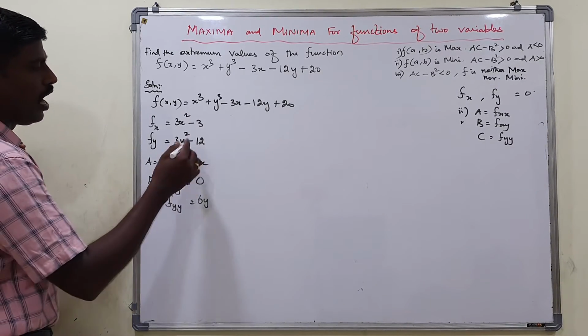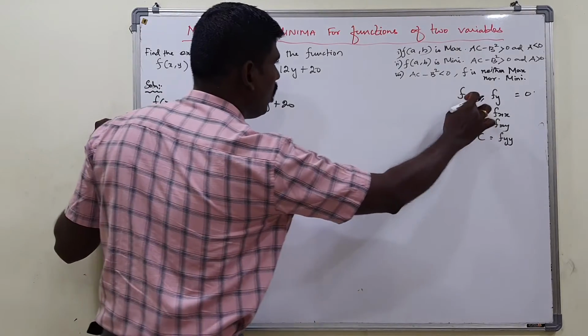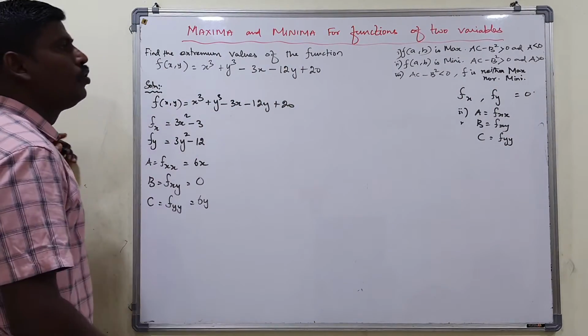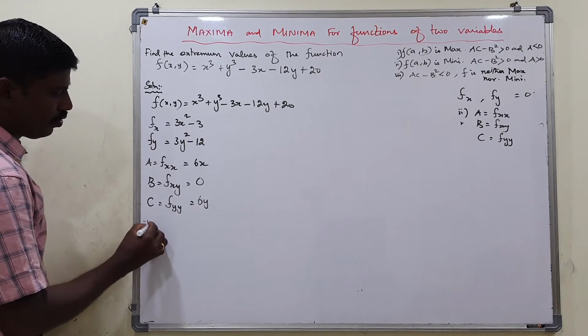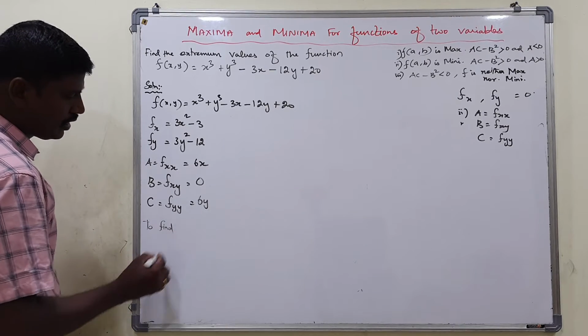After finding all these five values, now I am going to equate these two to find the stationary values.